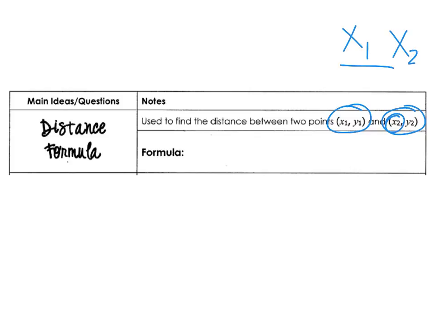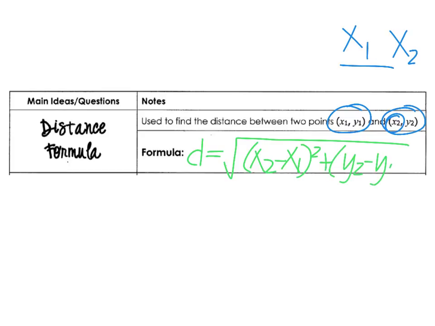It's not an exponent. All right, now the distance formula is important, and I definitely think you need to memorize this. Distance formula is D equals the square root of x2 minus x1 squared plus y2 minus y1 squared. We're going to be using it a lot, all right?